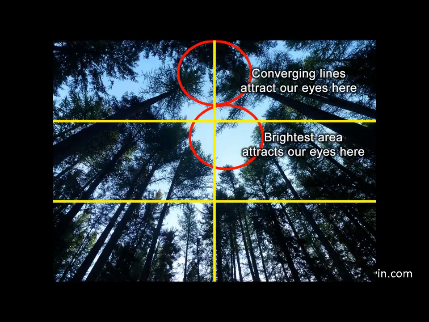Okay. Can we move to the next slide? There we go. Yep, so now we're kind of back to the rule of thirds on the two lines going horizontally. So this is a combination of formal and informal, which is fine. That's a great way of doing it. And so one of your subject areas, the brightest area, does fall on that crosshatch.